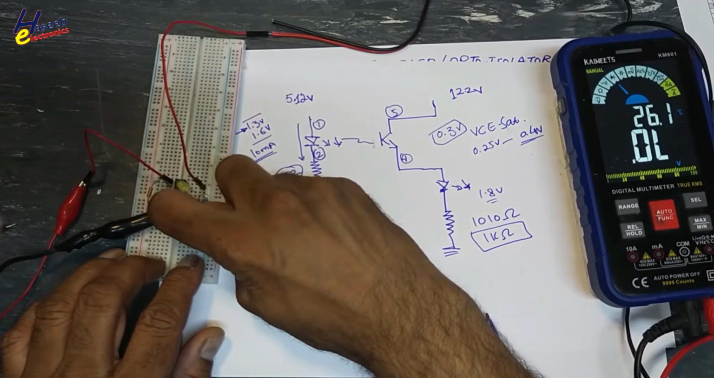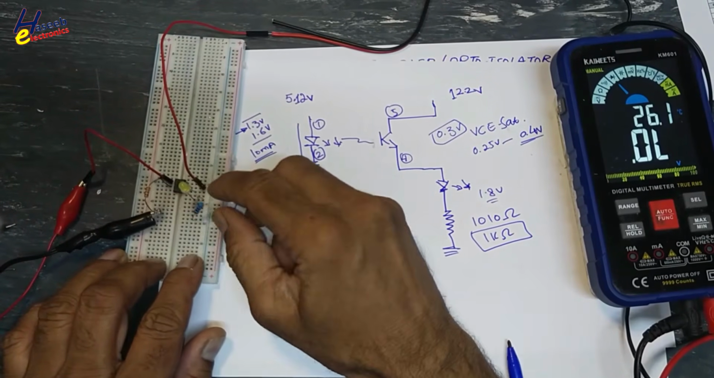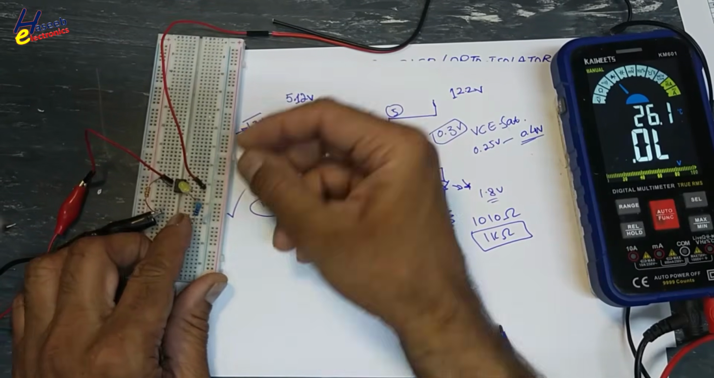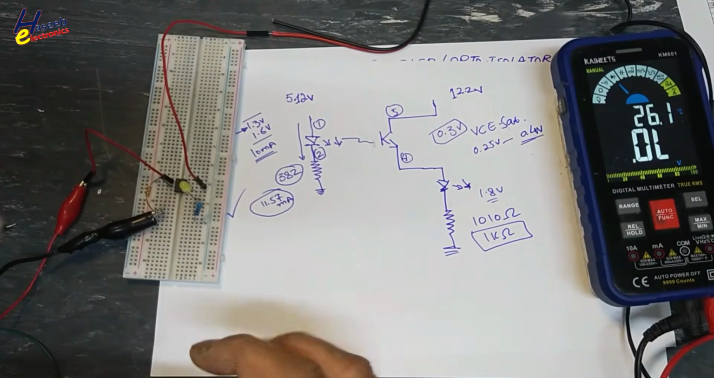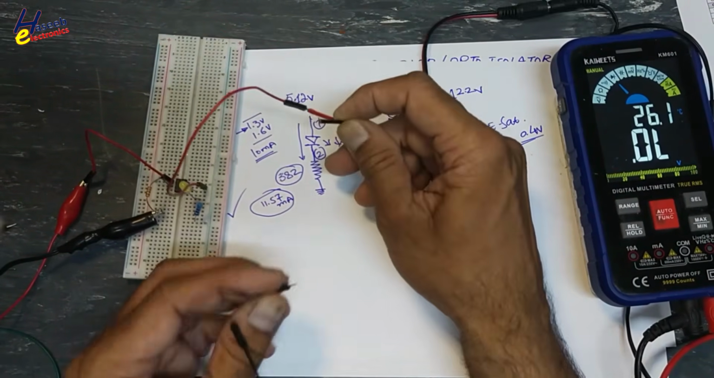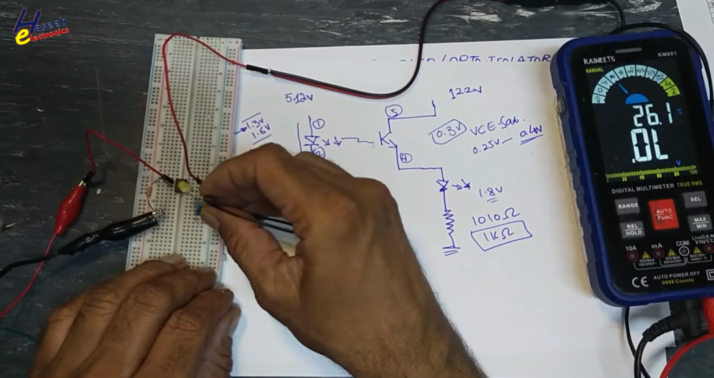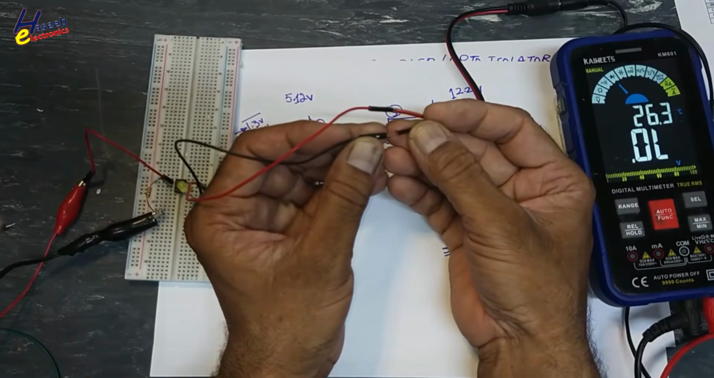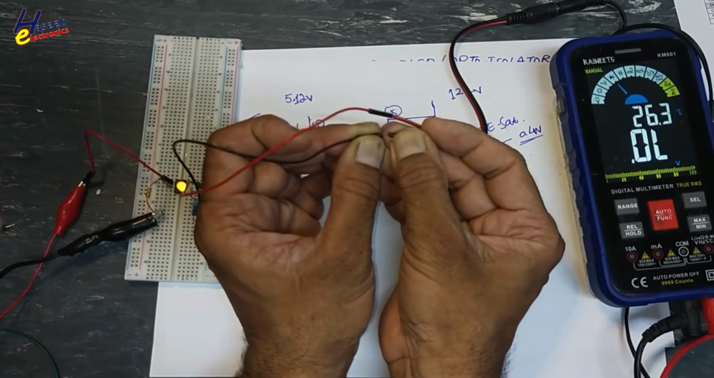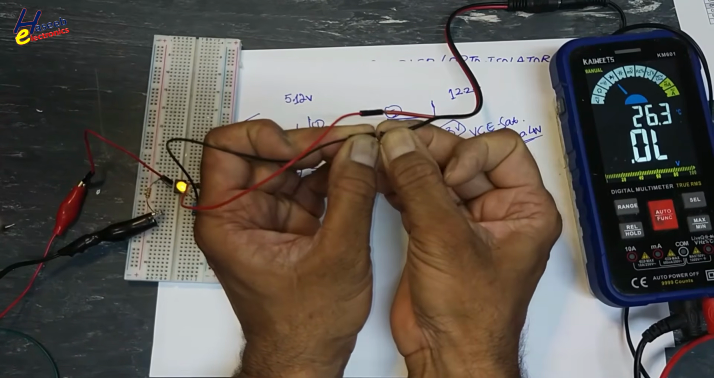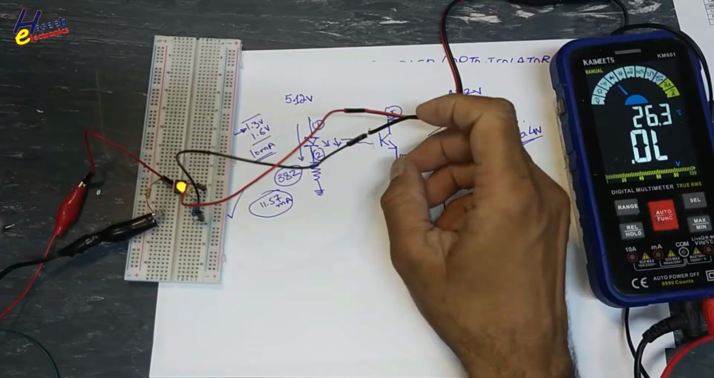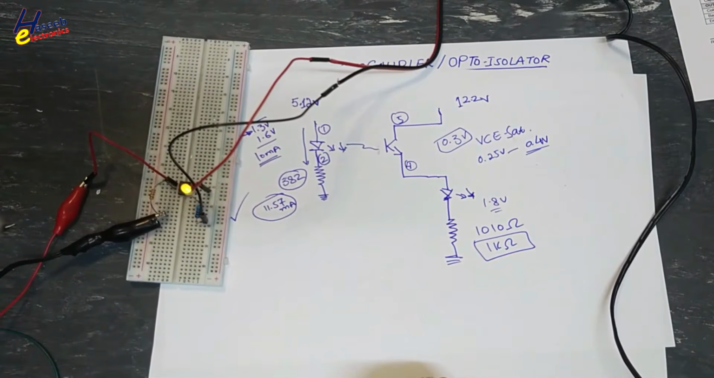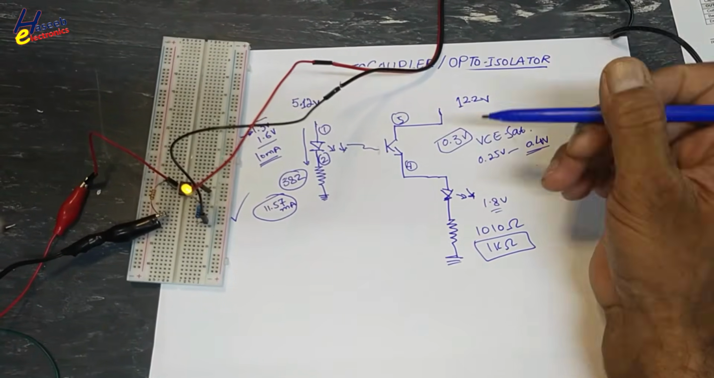We will connect a resistor, second side to this power supply negative line. Now you can see the LED is powered on.